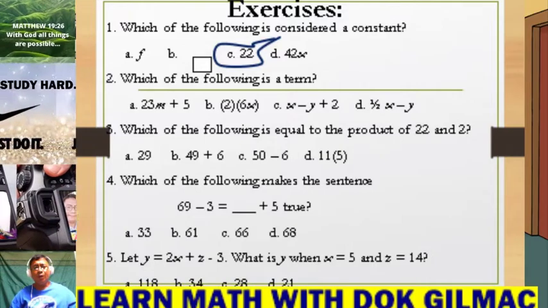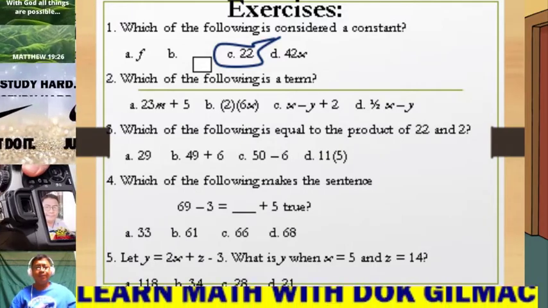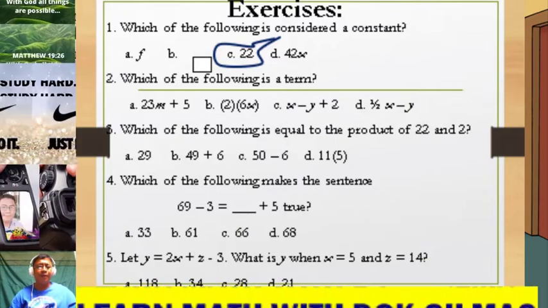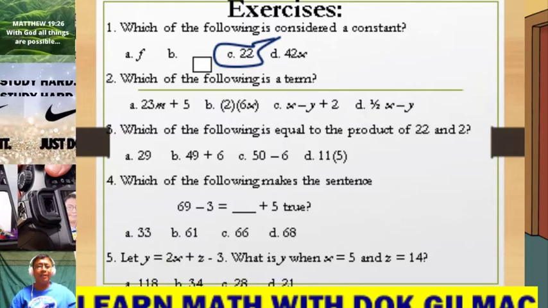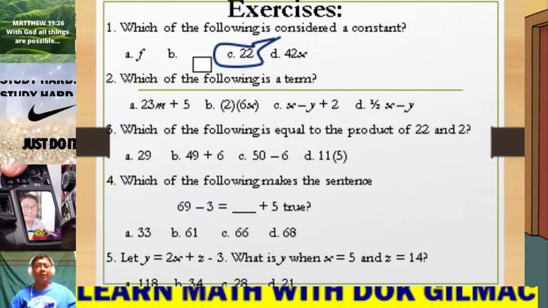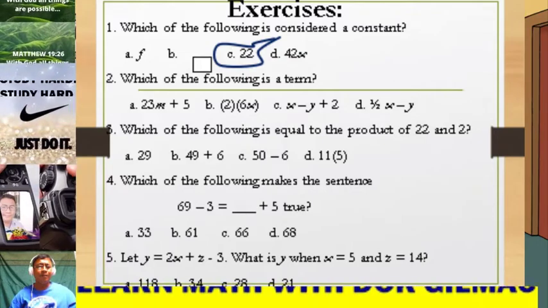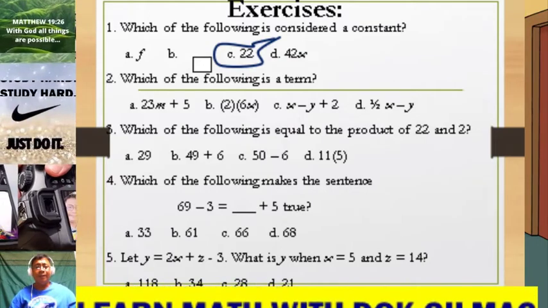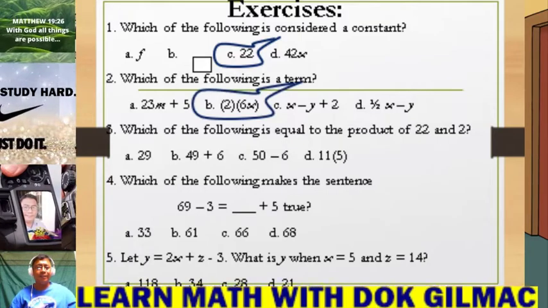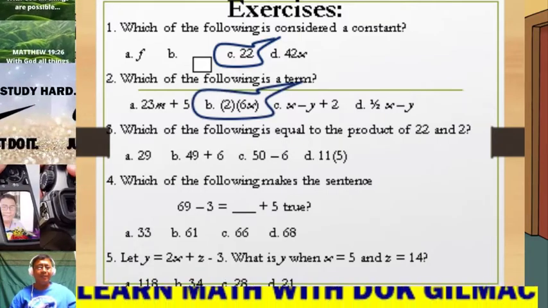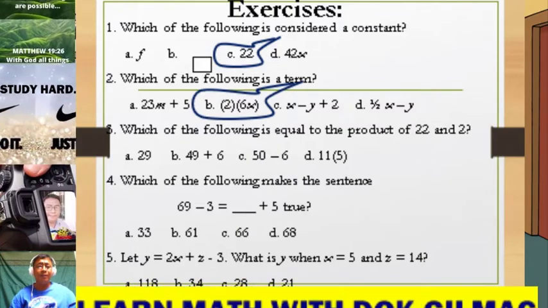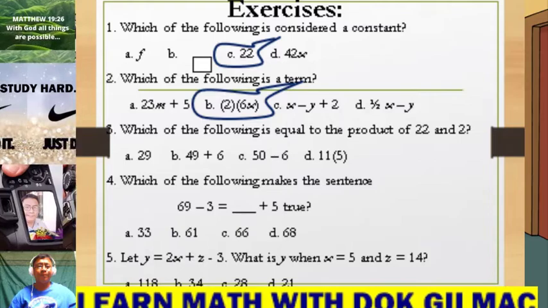Number 2, which of the following is a term? Letter A, 23m plus 5. Letter B, 2 times 6x. Letter C, x minus y plus 2. Letter D, 1/2 x minus y. The correct answer is letter B, 2 times 6x. 2 times 6x is just equal to 12x. This is simply considered a term.